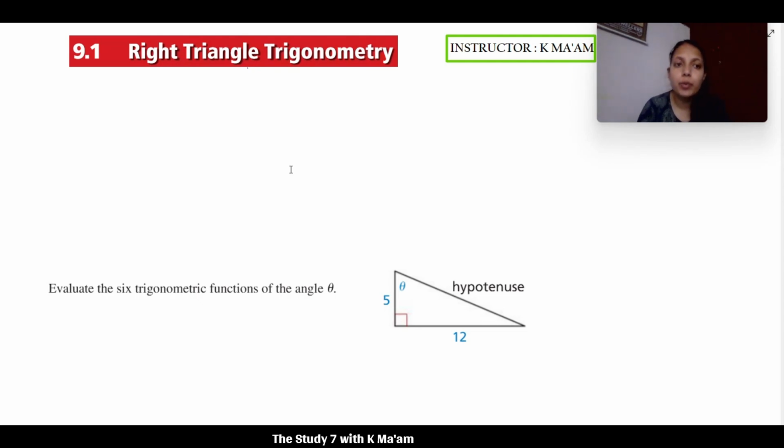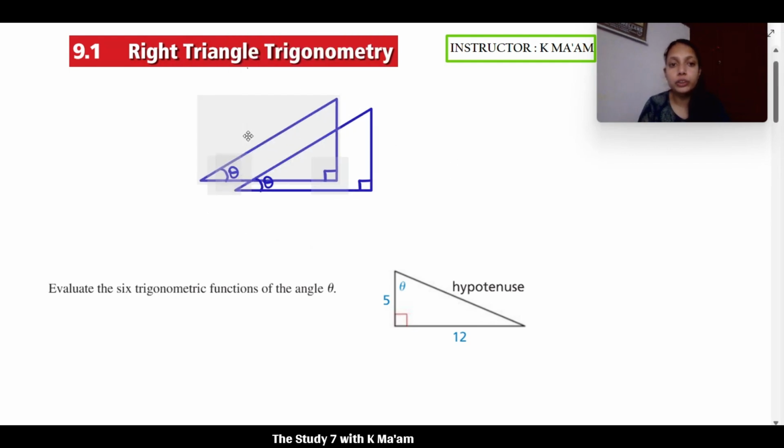Hello everyone, today we will start 9.1 right triangle trigonometry. So trigonometry, we are starting here. As the name says, trigonometry, where we have three sides and three angles. Basically we will learn in this right triangle. Right triangle means where one angle is 90 degrees, and another acute angle we have to take to define the other sides.